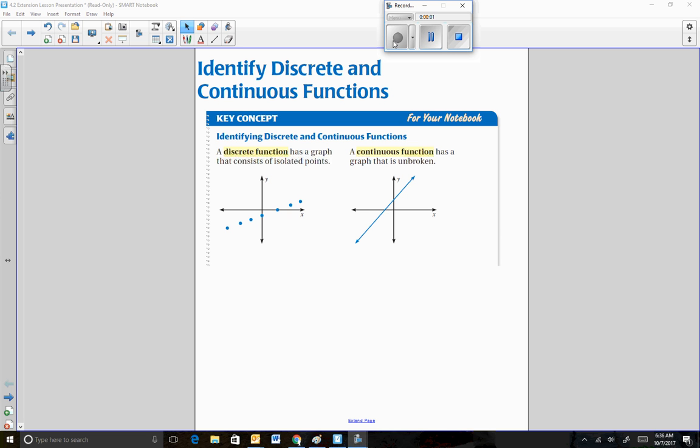Hi everyone. We're looking at identifying discrete and continuous functions. Discrete is sometimes also known as discontinuous because look at this nice little graph here. This is called a discrete function and it has isolated points. The continuous function, well obviously it just continues and you don't have to lift your pencil at all in order to draw it. Alright, let's take a look at why you would have two different types of graphs.